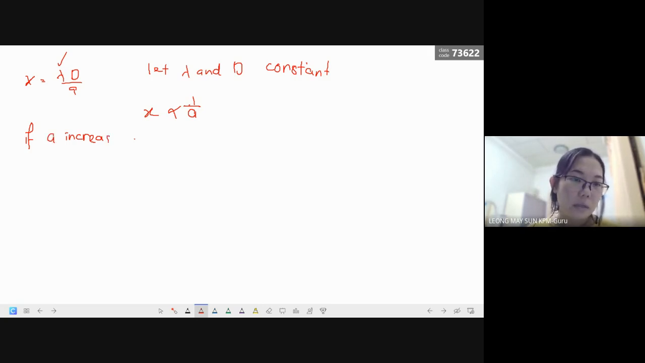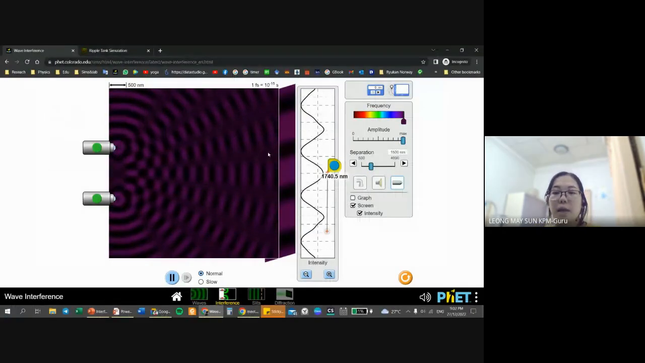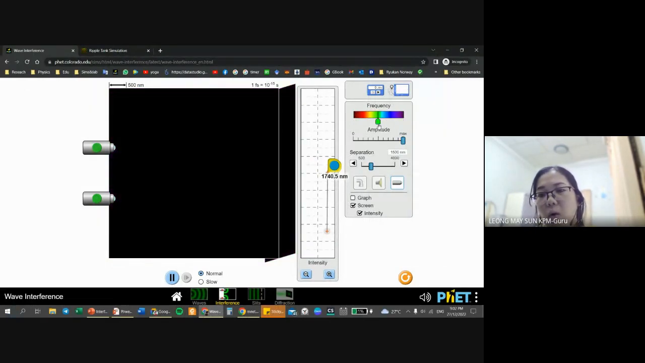When a increases, x will decrease. Which means when the sources get closer, the interference pattern will increase, meaning we will see more patterns. So a increases. How am I going to make a increase? I'm going to use green again because it's more obvious to see.